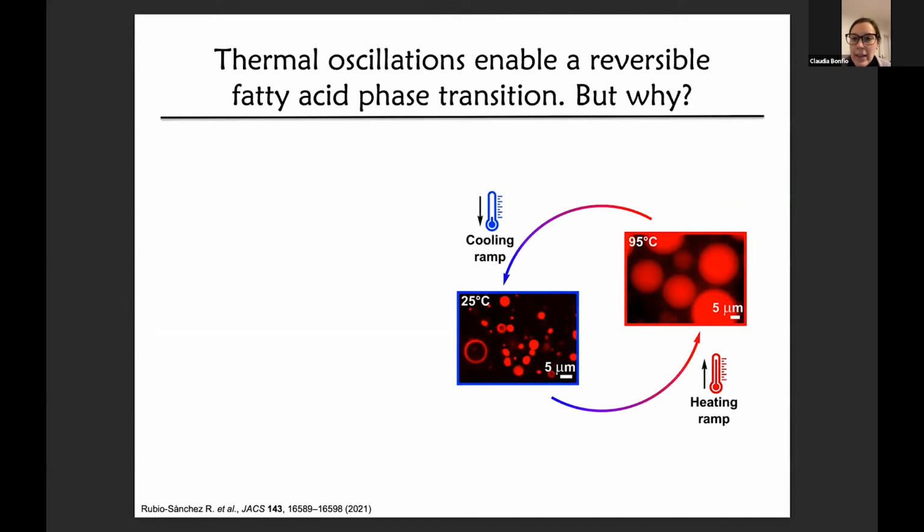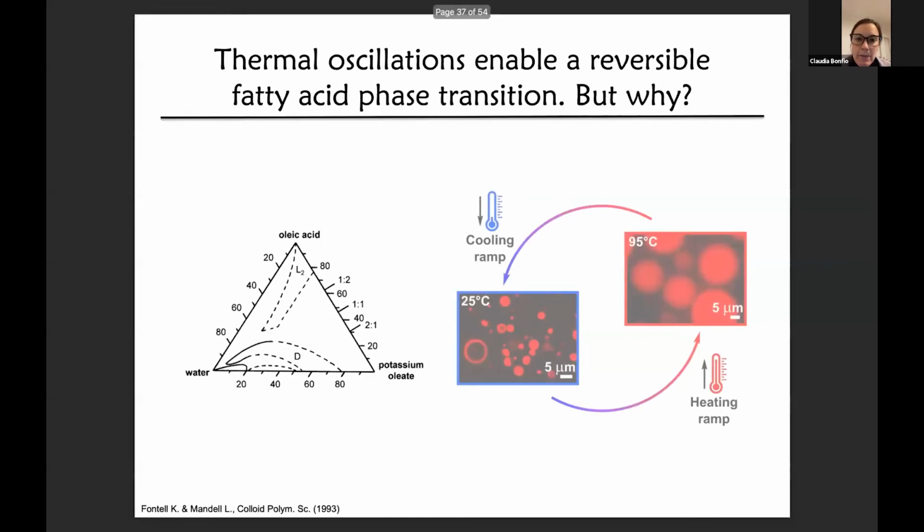And the question was why? Why exactly does this happen? Why are we observing this change in the phase of the fatty acid in solution? The question came from relatively older results and papers. In the next slide, you can see a ternary phase diagram for fatty acids. It is quite well known that when you change the pH of a solution containing fatty acids, you can transition from lipid droplets to lipid membranes, and then lipid micelles.